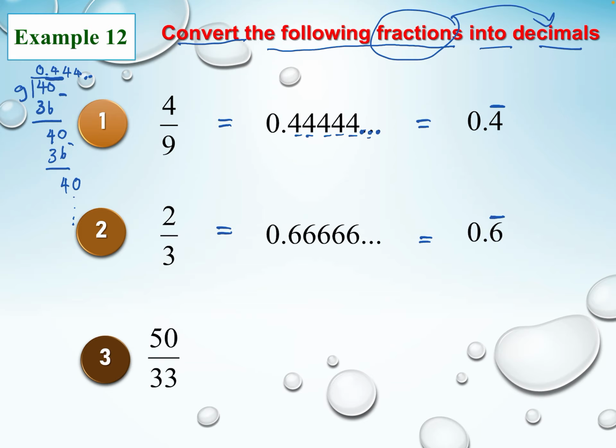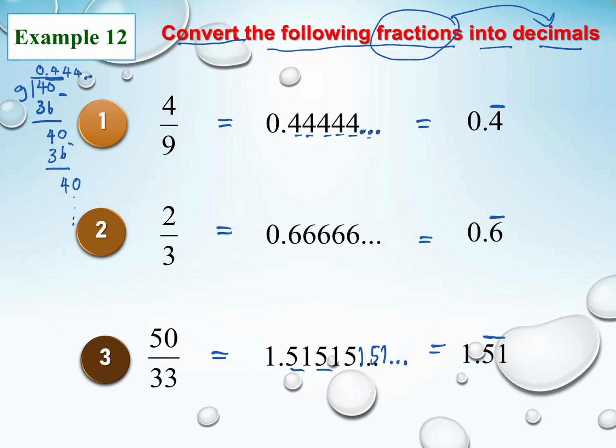Number 3, 50 divided by 33. If you divide 50 by 33, you're going to get 1.515151 like this, continue 515151, and you have 3 dots. In the other form of 1.5151, you just make the bar on top of 5 and 1 like this.